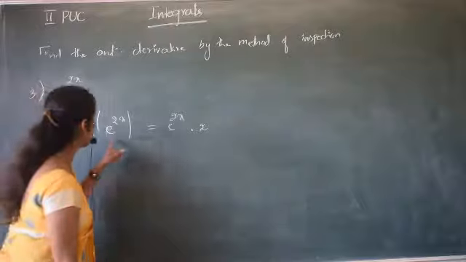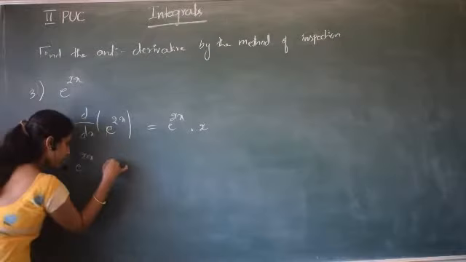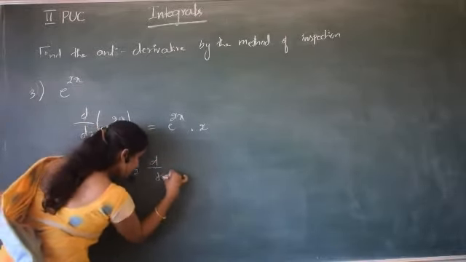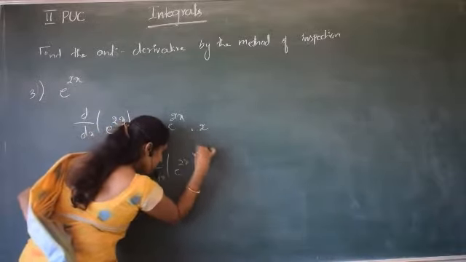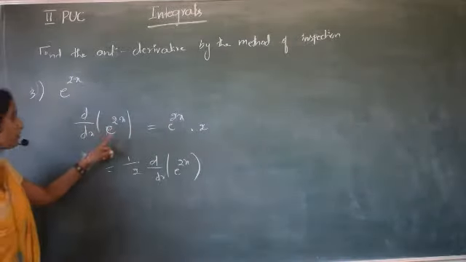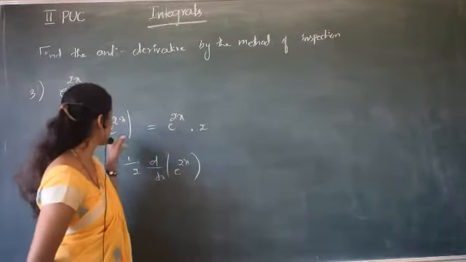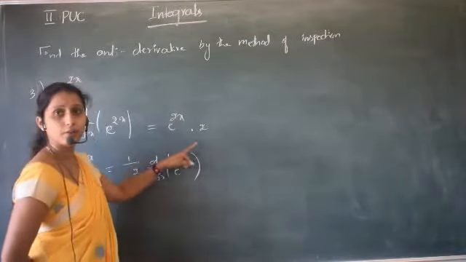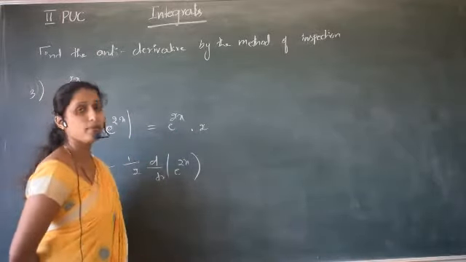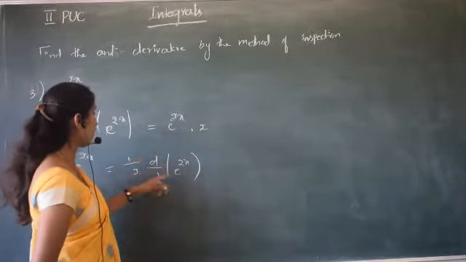Therefore, I can write this e power 2x as 1 by 2 into the derivative of e power 2x. I have taken that the derivative of e power 2x is e power 2x into 2. Now the antiderivative of this function is e power 2x, this will be the derivative here. When I go reverse, this will be the antiderivative of e power 2x into 2. Therefore, I can write this e power 2x as half into the derivative of e power 2x.